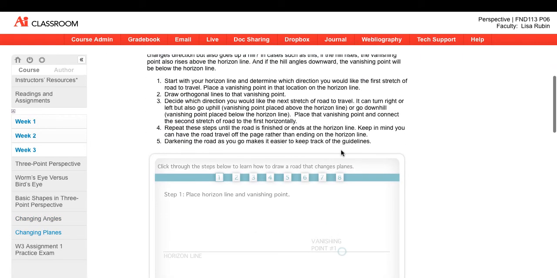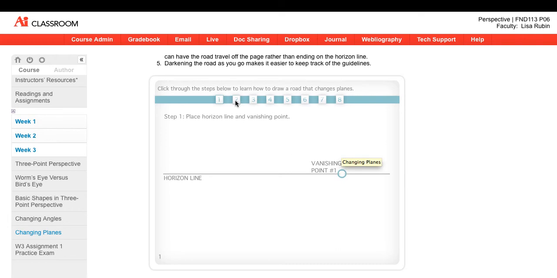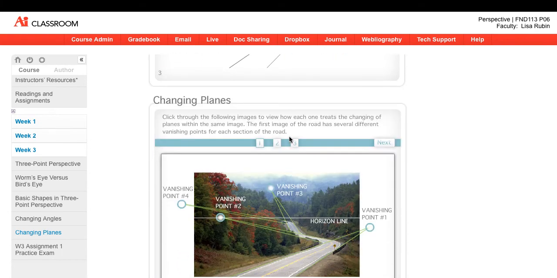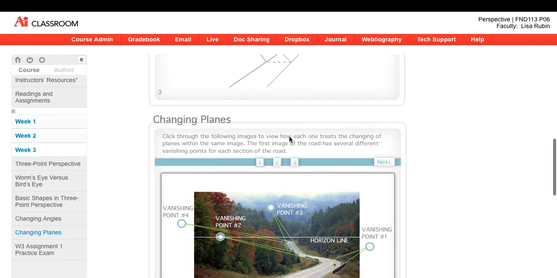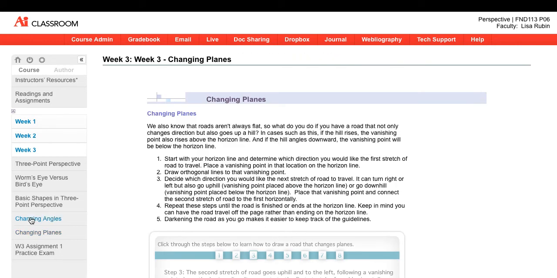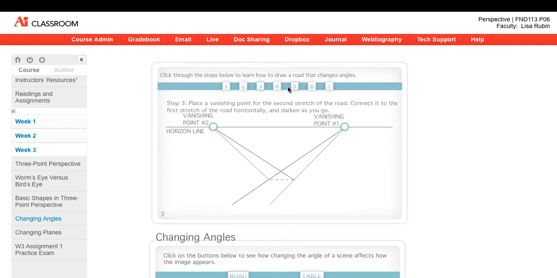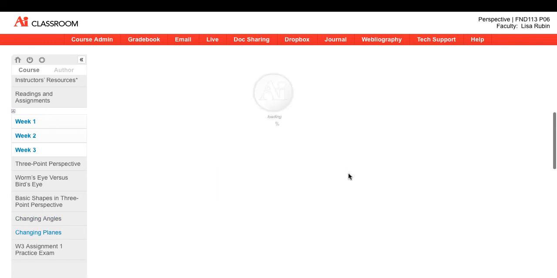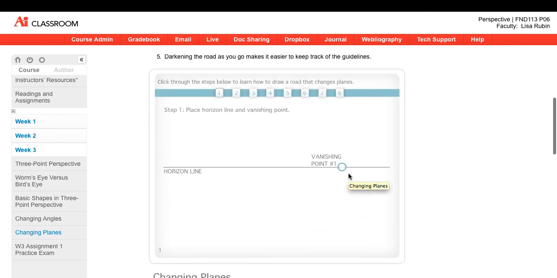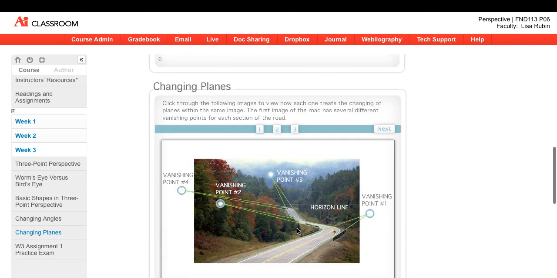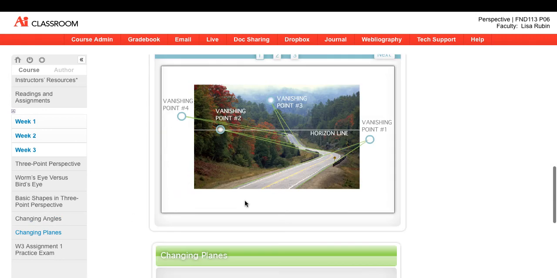A little bit more about changing planes. So one vanishing point. Oh, we just watched that, didn't we? Oh no, the other one was changing planes. This is changing angles. So what's different here from the previous one? Notice here that all the vanishing points are on the horizon line, whereas with changing planes, all the vanishing points are on different horizon lines. That's the difference between changing angles and changing planes.